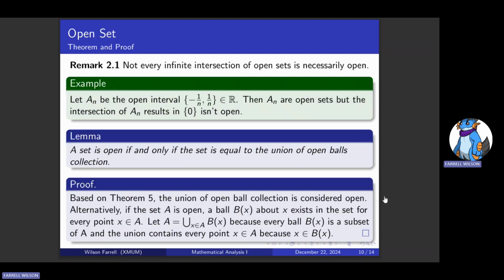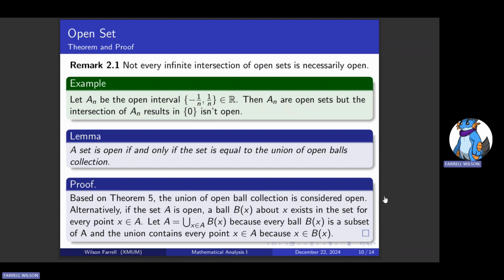A little remark about this: not every infinite intersection of open sets is open. The example is that we let An be the open interval of negative 1 over n and 1 over n in R. Then each An is an open set, but the intersection of the An gives the result {0}. That means the intersection is not considered to be open, since {0} is not open.